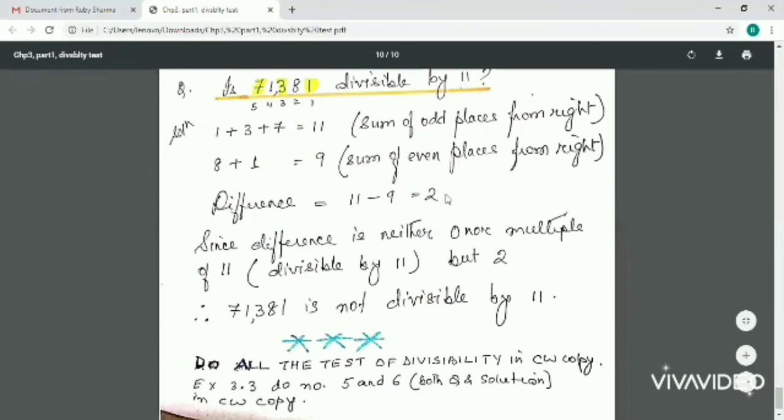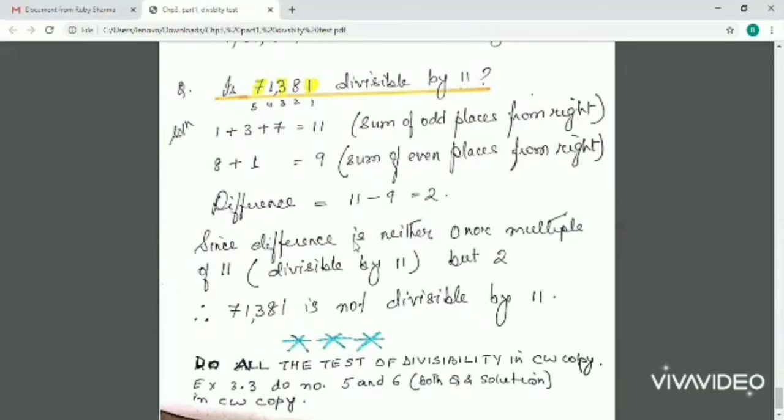So the difference is what? 11 minus 9, which is 2. So since the difference is neither 0 nor a multiple of 11, it is not divisible by 11, okay? We got the answer 2, which is not a multiple of 11. So therefore 71,381 is not divisible by 11, okay? So in your definition, please write down that it should be 0 or a multiple of 11, okay?